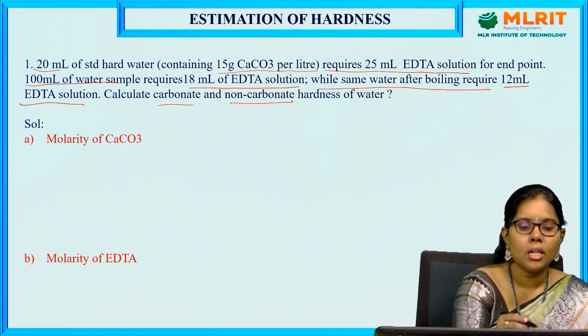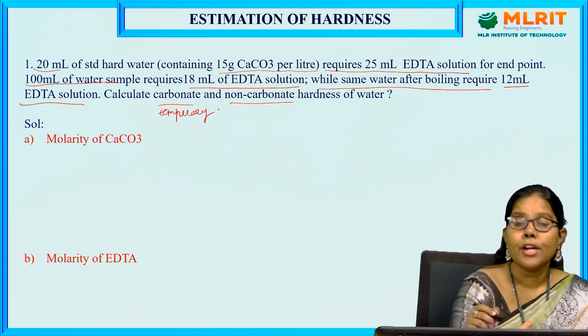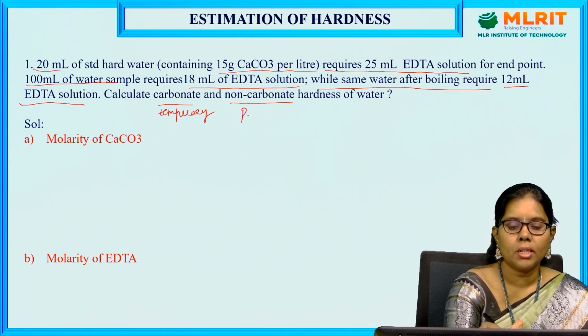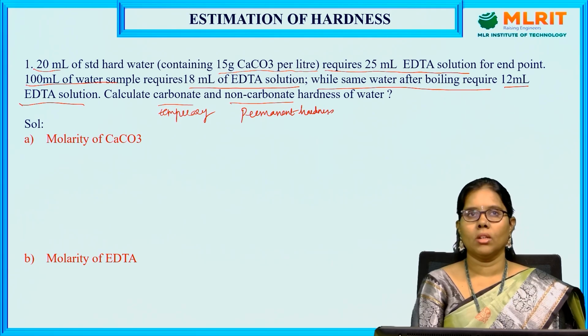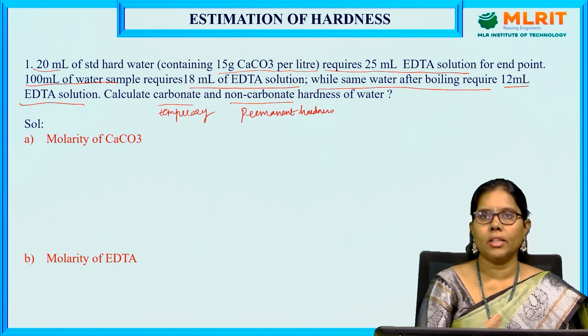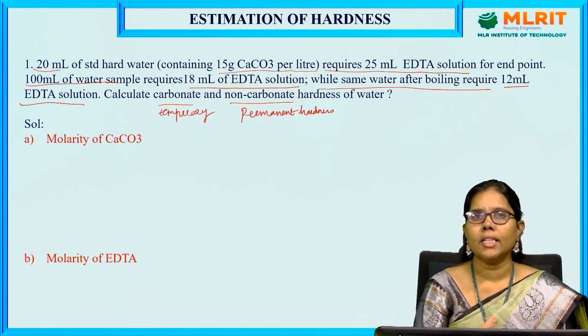What is meant by carbonate hardness? It is nothing but temporary hardness. And non-carbonate hardness is nothing but chlorides and sulfates of calcium and magnesium, which is permanent hardness of water. So 20 ml of standard hard water consumed 25 ml of EDTA, 100 ml of water sample consumed 18 ml of EDTA, and the same water after boiling consumed 12 ml of EDTA. And we have to calculate the carbonate and non-carbonate hardness.